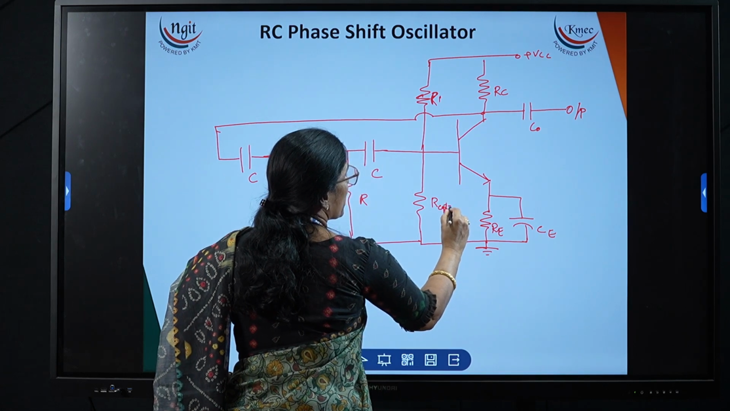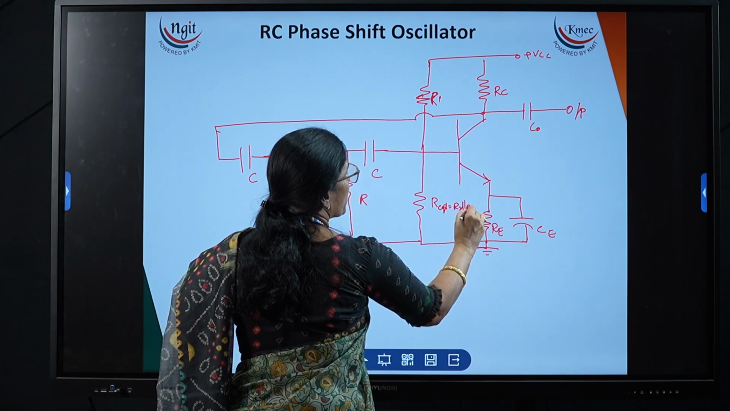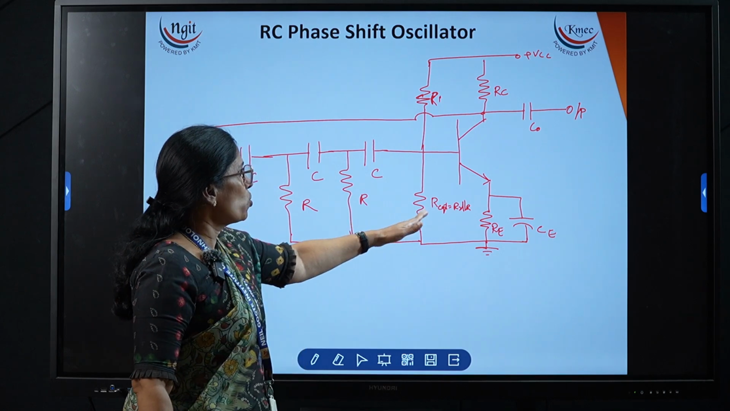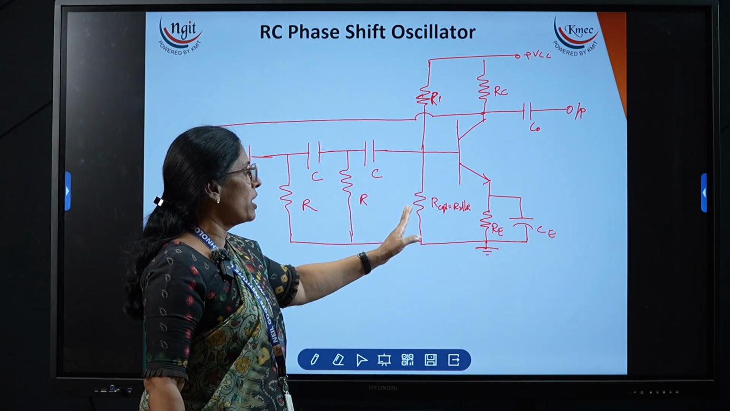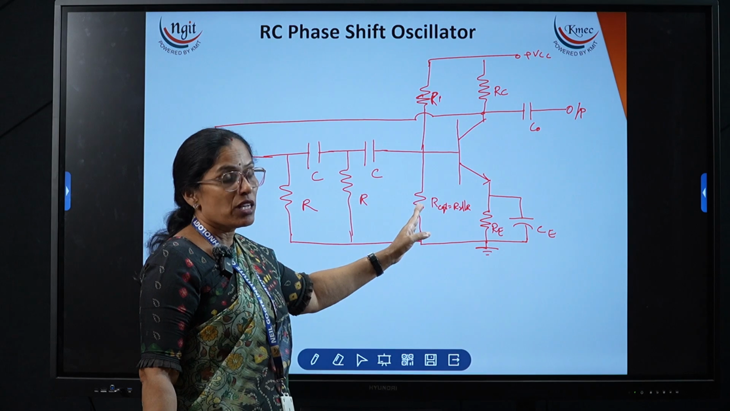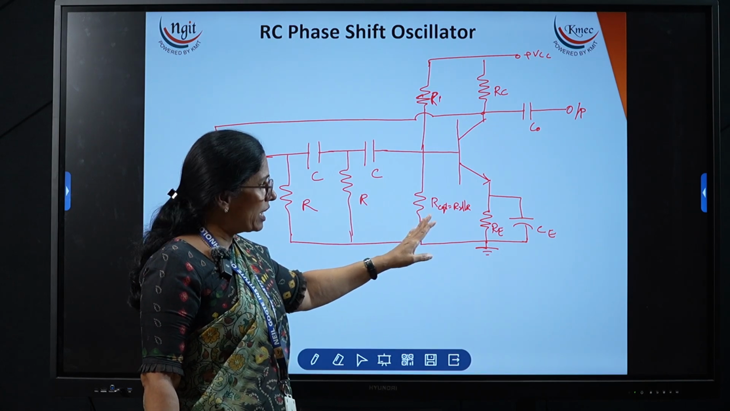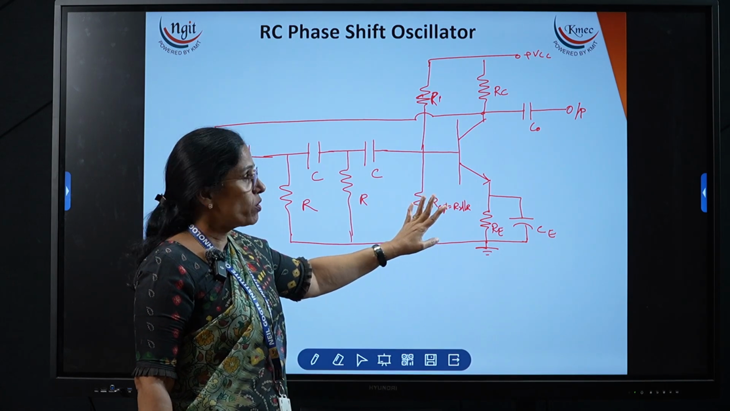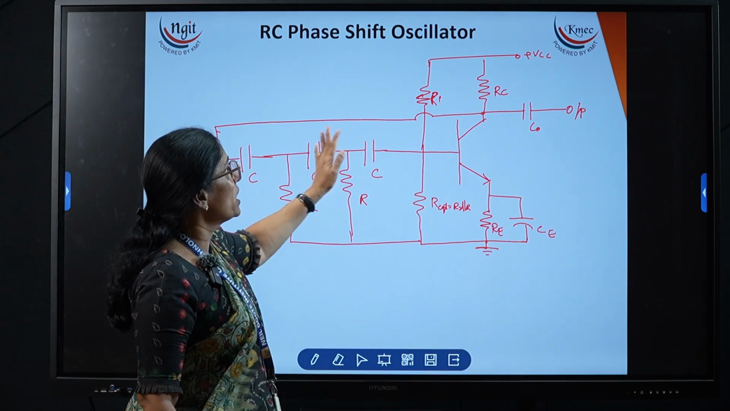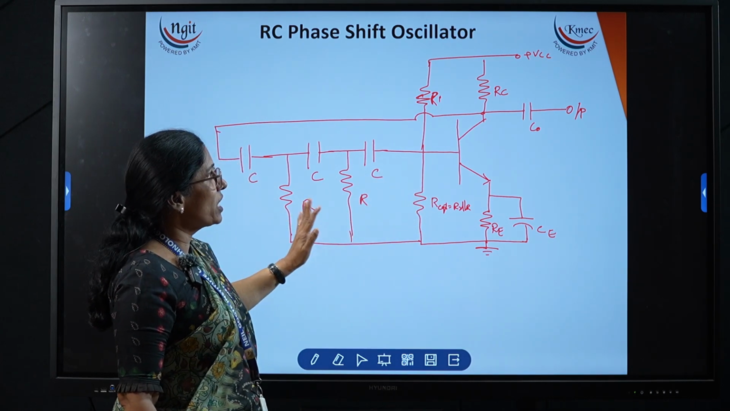This R equivalent is nothing but R2 in parallel with R. So R2 and R are both in parallel, and instead of connecting 2 resistors, we calculate the equivalent value and connect that resistor over here. Now this is the RC phase shift oscillator circuit diagram.